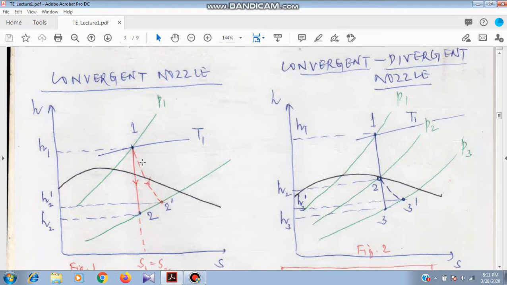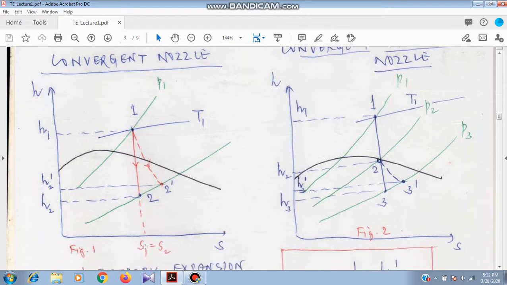So in the HS diagram, 1-2 is the ideal expansion, isentropic expansion. Entropy remains constant, S1 equal to S2. So there is a vertical line in your Mollier chart. And by the effect of friction, the entropy increases. So it is expanded to the same end pressure. So on the same pressure curve, you are getting a point 2 dash, 2 shifted to 2 dash. That is the effect of friction. So 1-2 dash is the actual expansion.